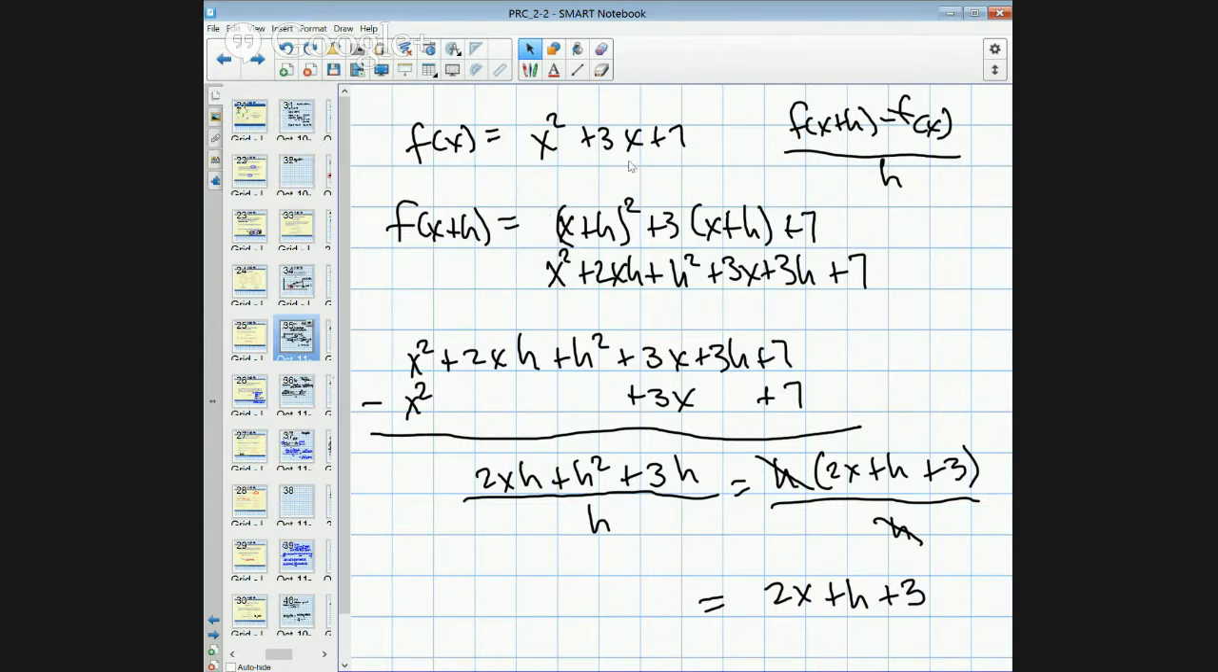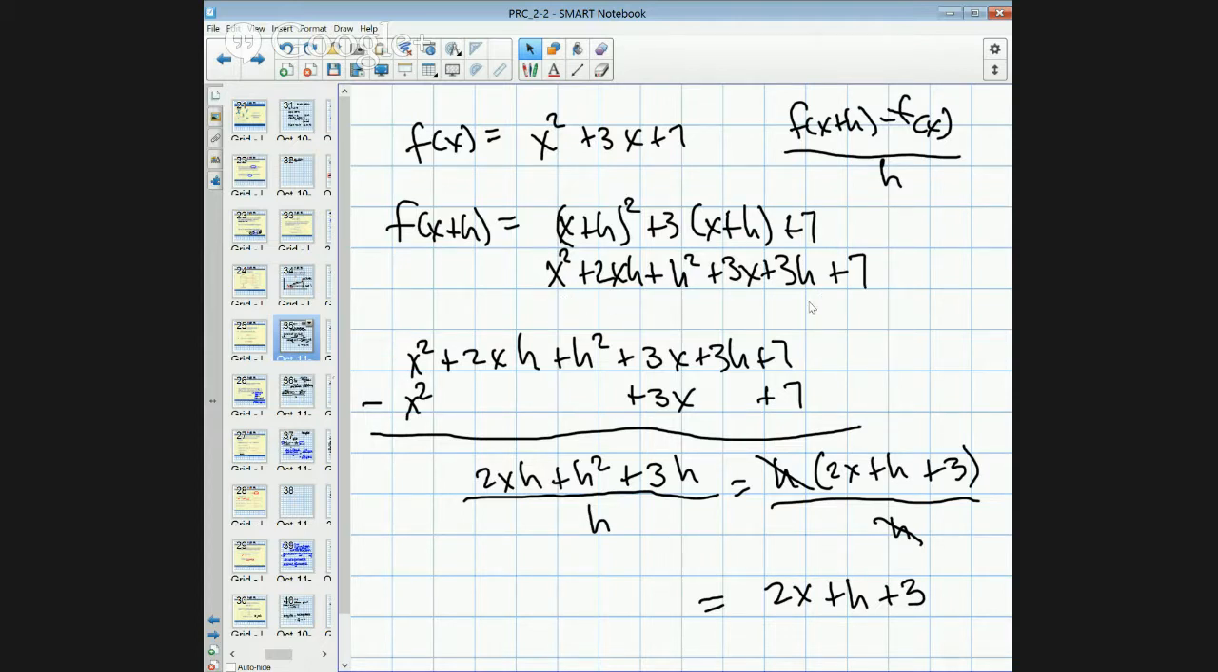Okay, well, I know what f of x is. That's right here, x squared plus 3x plus 7. But what's f of x plus h? How do you find f of x plus h? Oh, you plug in x plus h wherever there's an x. Do you see how I did that? X squared now becomes x plus h squared. Plus 3x now becomes 3 times x plus h. I just replaced x with x plus h. I cranked it out, and here's what it came out to.